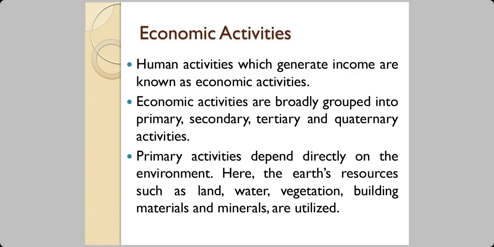Economic activities are broadly grouped into primary, secondary, tertiary, and quaternary activities. There's also one quinary activity. Primary is to do with environment directly. Secondary is to do with production, that is factory manufacturing. Tertiary is to do with trade and commerce and transport and communication and services. Quaternary is to do with information based activities and research and development based activities.